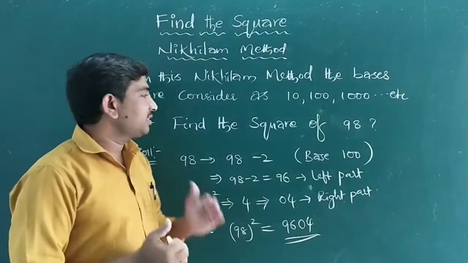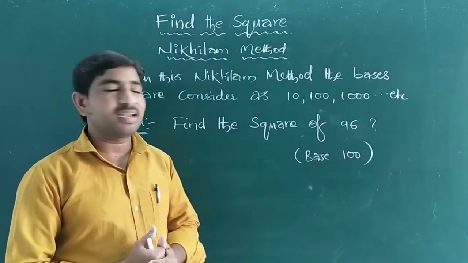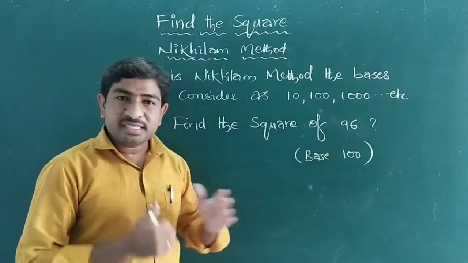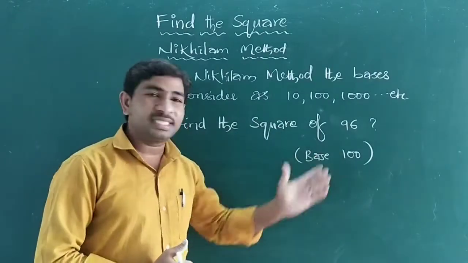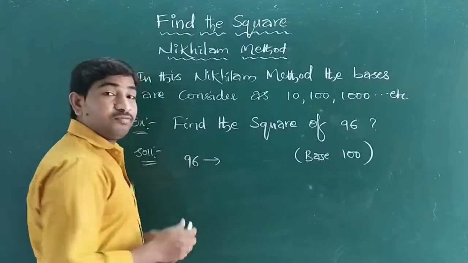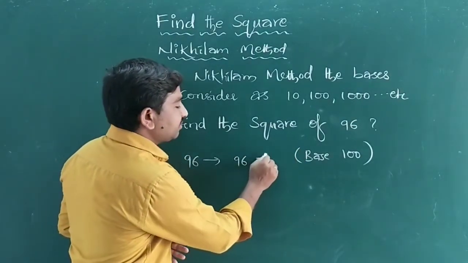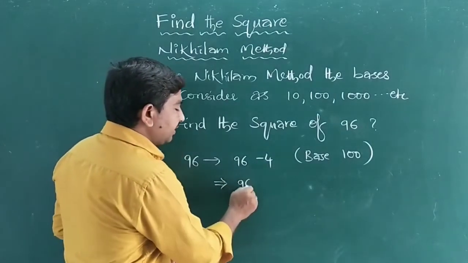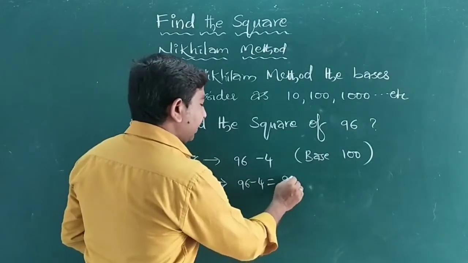And now let us see one more example problem. Find the square of 96. See here, this 96 is also nearly equal to 100. That's why our base is 100. Now this 96 is 4 less than 100. That's why you have to write it as 96 minus 4. 96 minus 4 is equal to what? 96 minus 4 is 92.